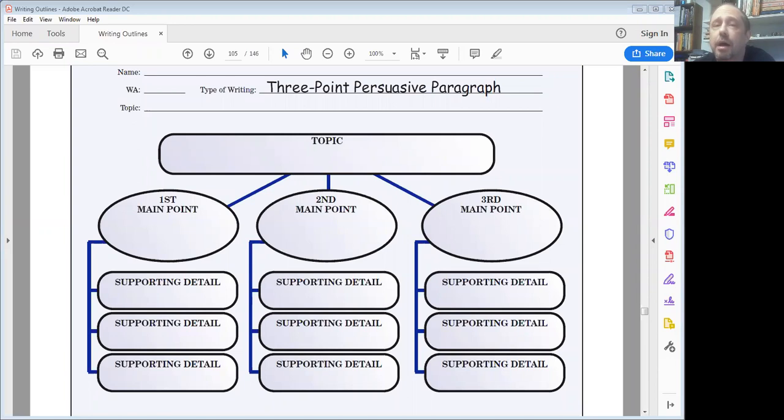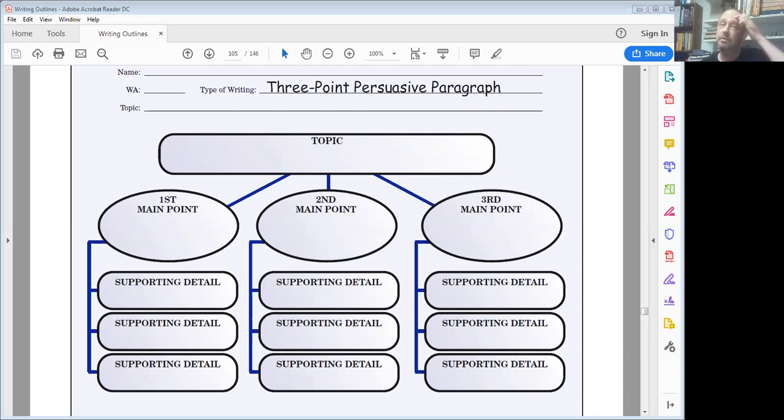I want to talk a little bit about one way to write a three-point persuasive paragraph. In a persuasive paragraph, what I attempt to do is convince my reader that I'm correct, that my point of view is accurate. And in a three-point persuasive paragraph, my argument for convincing people that my point of view is correct hinges on three main points.